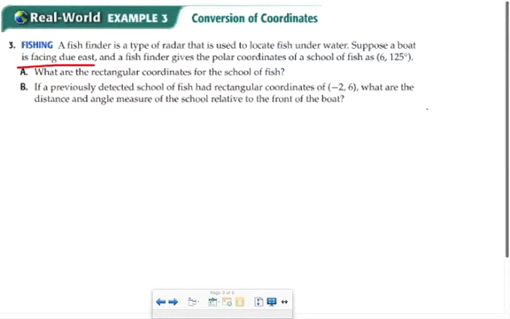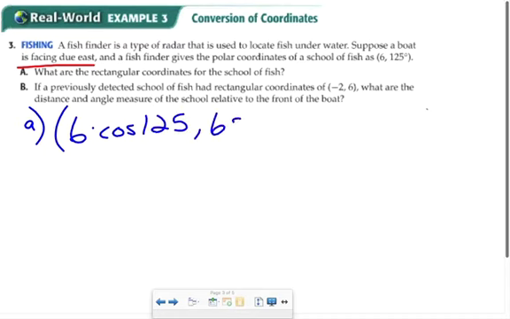So now I proceed as usual. 6, 125 in polar coordinates, I'm going to convert to rectangular in part A, as 6 times the cosine of 125, which isn't on our unit circle, so we are going to have to use our calculator, comma, 6 sine 125. Now, before I go typing this into my calculator, I need to make sure that I realize this problem's in degrees. The last problem I did was in radians. You need to switch back to degrees, otherwise you're going to get completely messed up.